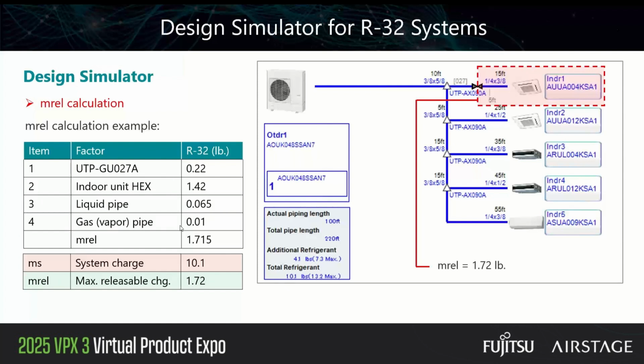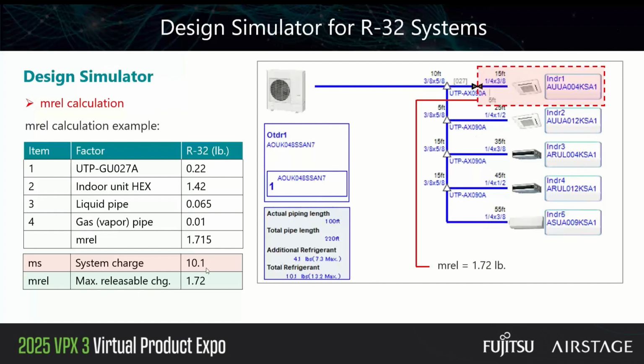So when we compare the maximum releasable charge to the total system charge, it's substantially different. Conceptually, if we had a leak on indoor unit 1, we would only leak less than 2 pounds, compared to if we had no mitigation measures whatsoever, no LDS, we could conceivably lose the entire refrigerant charge in that space, 10 plus pounds. So as you can see, now we have a significant reduction in the releasable charge. So this is fantastic. So again, you may or may not need to do that to the other zones.